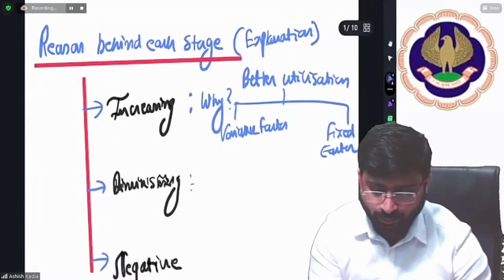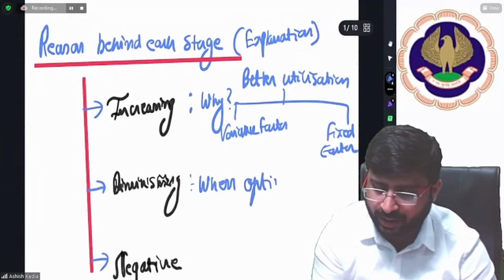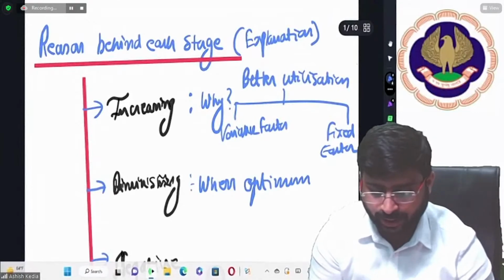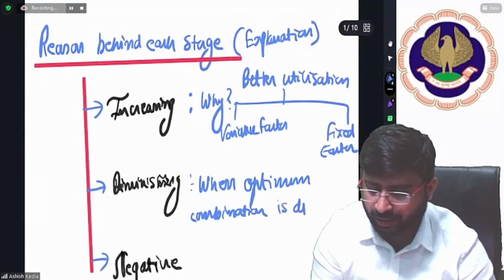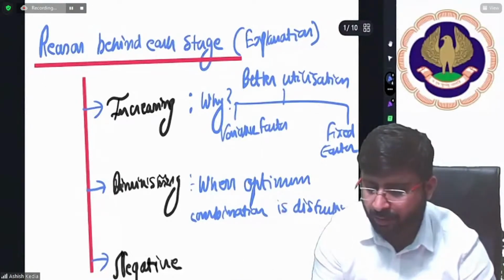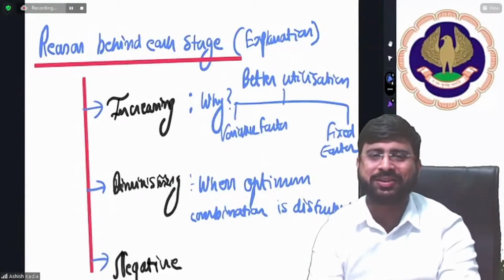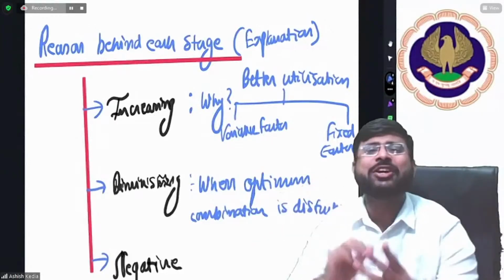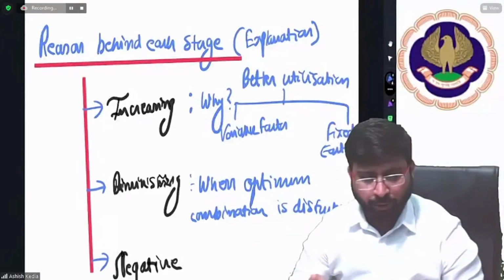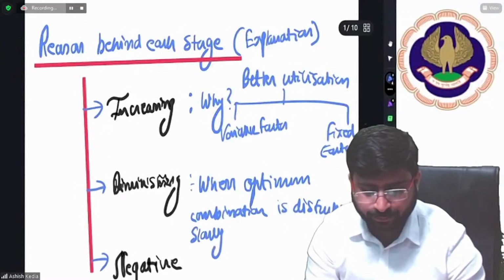So what will we write here? When the optimum combination is disturbed. When you disturb the optimum combination of what? Of the fixed factor and the variable factor. Now productivity will increase slowly.